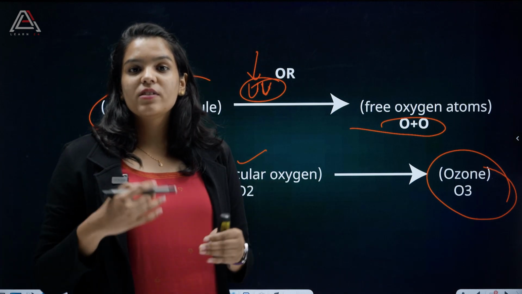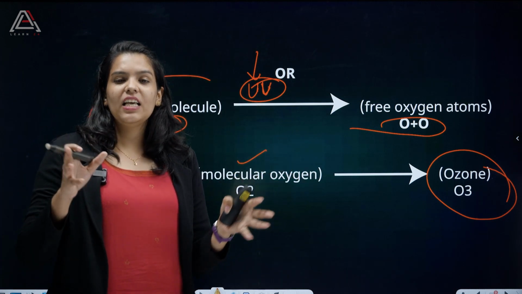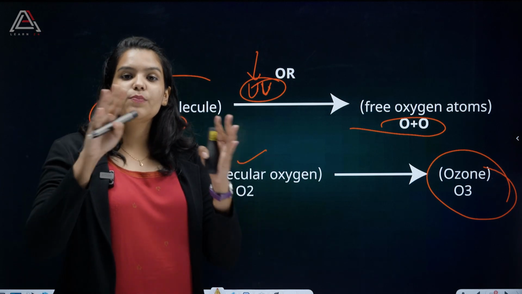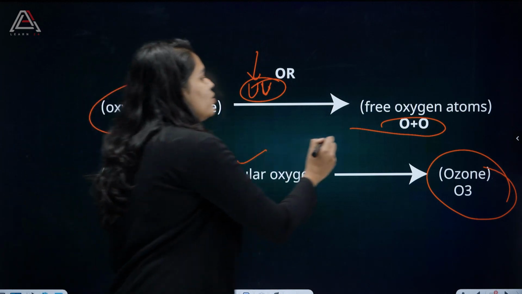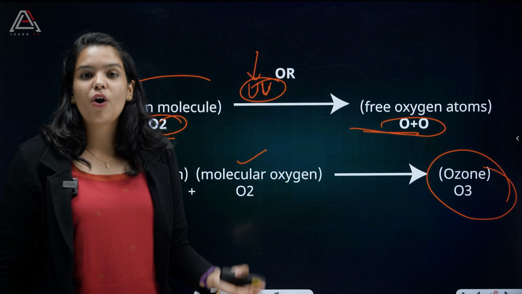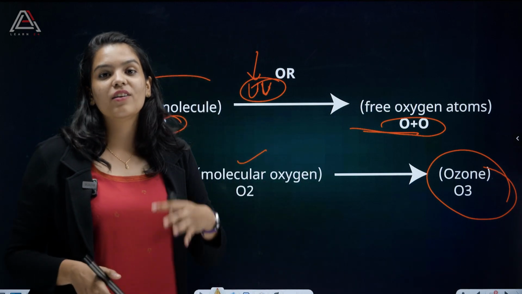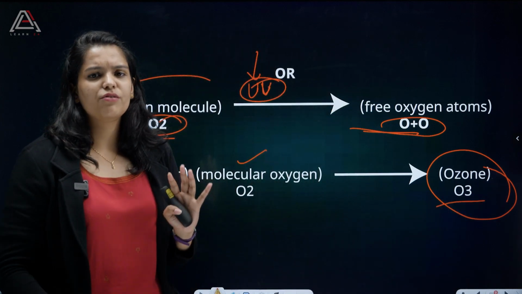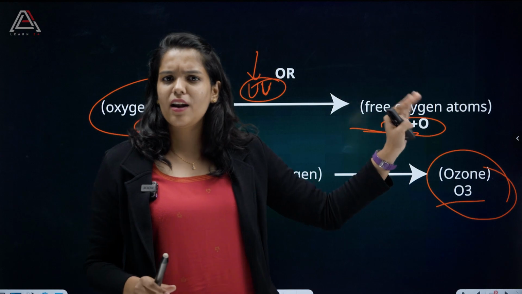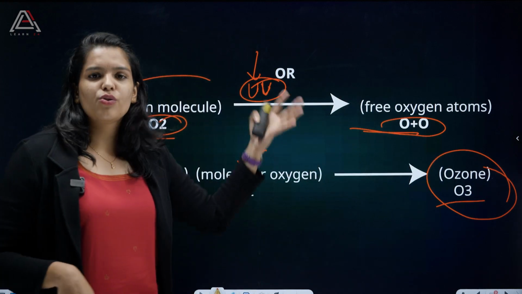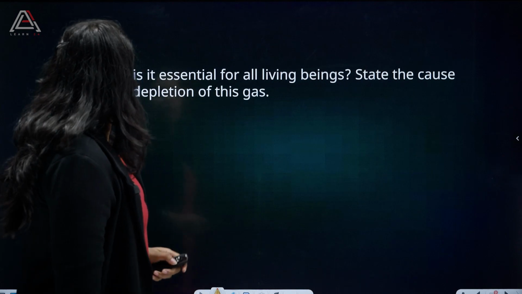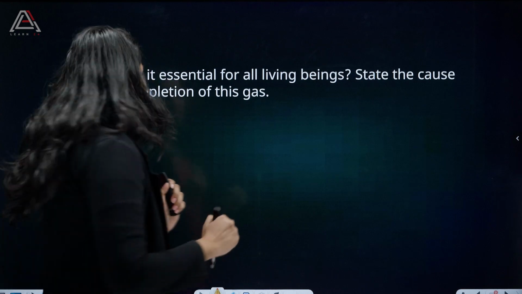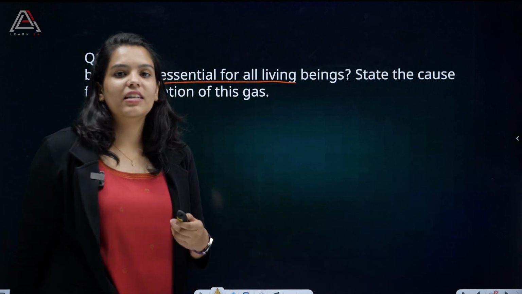How does the ozone form? Basically, higher UV radiation splits the oxygen molecule into free oxygen, and when this free oxygen combines with molecular oxygen, it gives ozone. Very simple answer. You just have to explain. Either you can write it in a paragraph or in points, or you can just show the simple reaction.